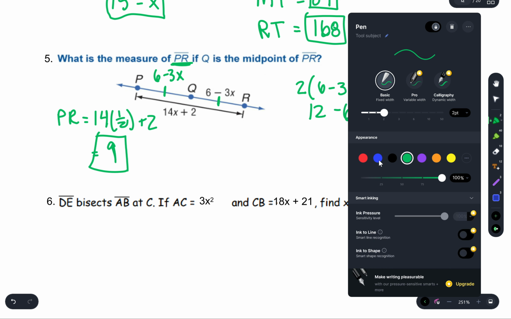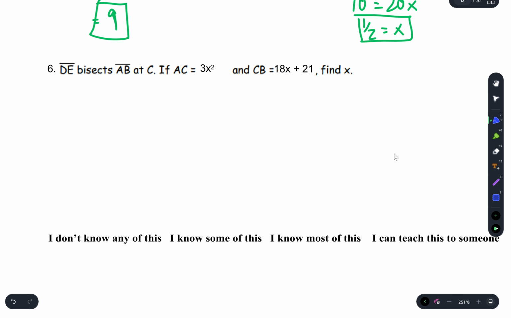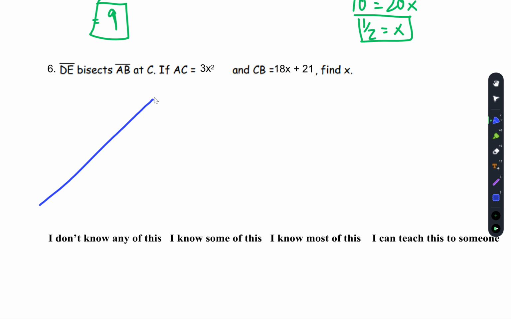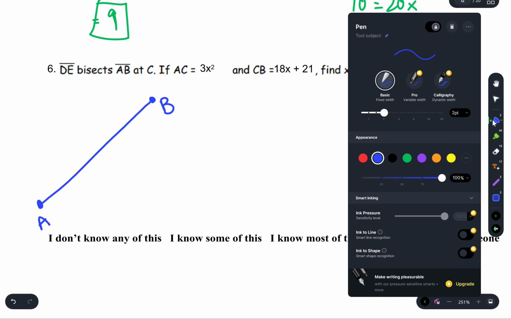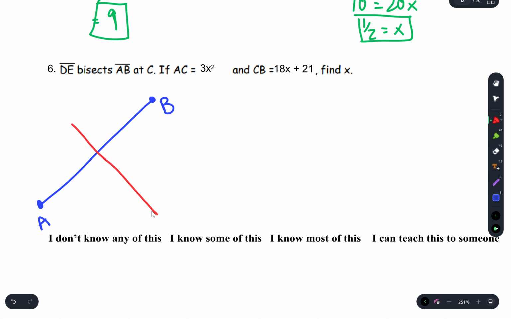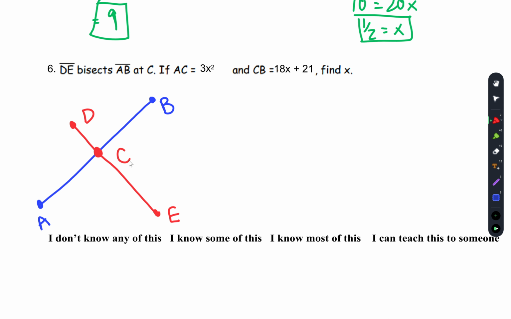Okay, one more and then we're done, I promise. DE bisects AB at C. Some of these, I think it's best that we draw this out. So I have DE bisecting AB. That means DE is the one that is doing the cutting. AB is the one that is getting cut in half. So let's start with AB. Now I know that DE is going to cut right through the middle, like so. And that middle point is going to be C.